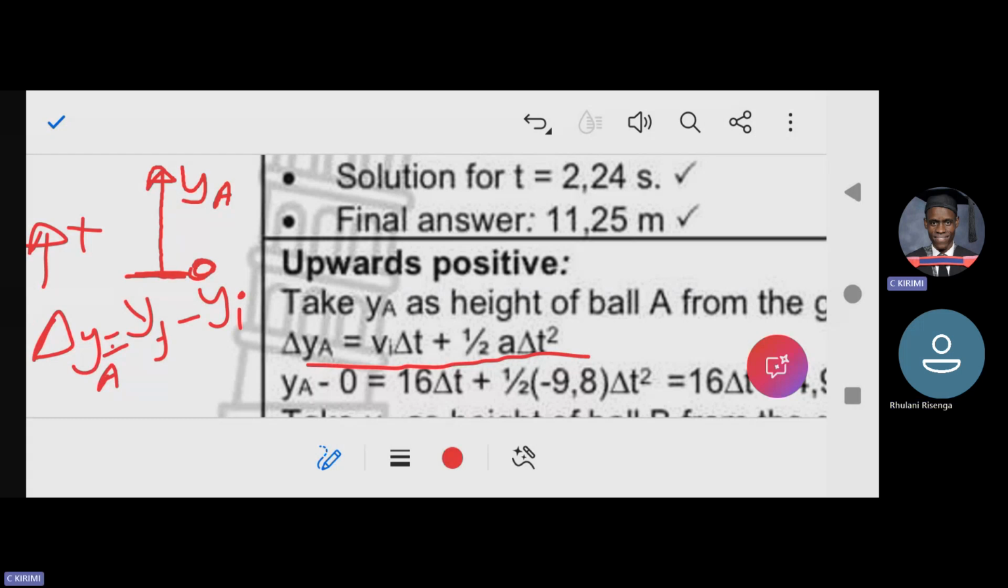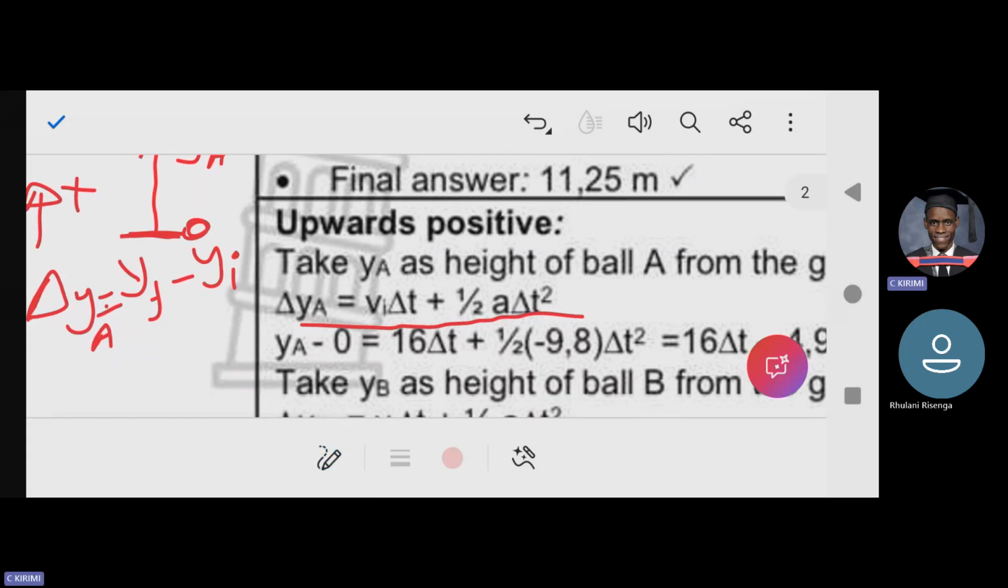After any given point in time, the position of the ball we call YA. Why are we saying YA? It's because the ball has been projected upwards, so we are taking Y as positive. So YA is our final, and Y initial is 0. That's why here it's YA minus Y0. That is the change in Y.